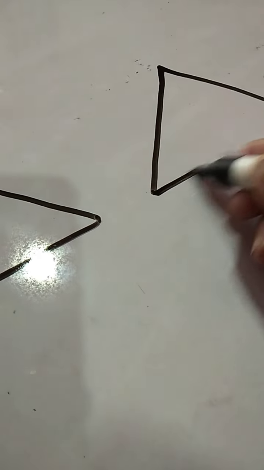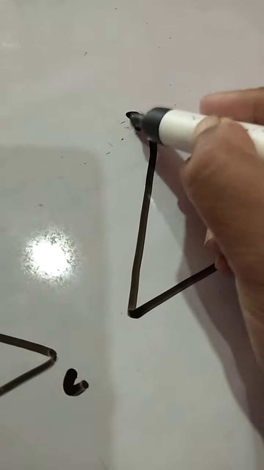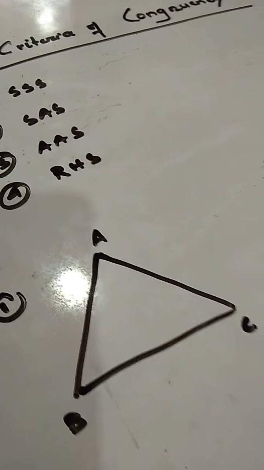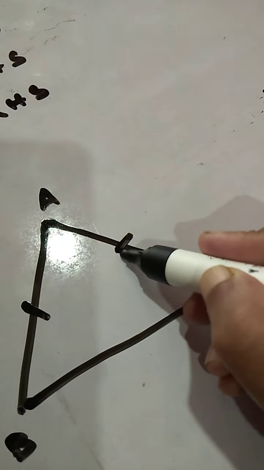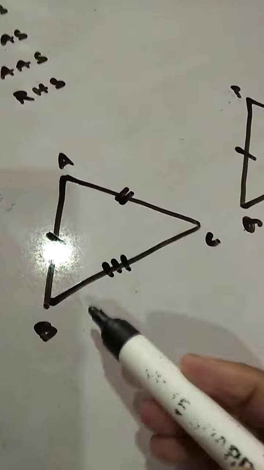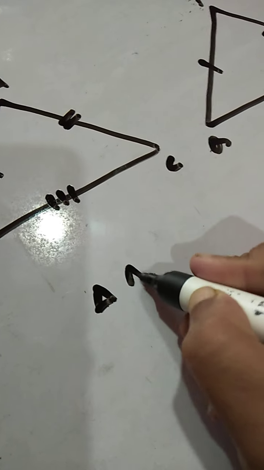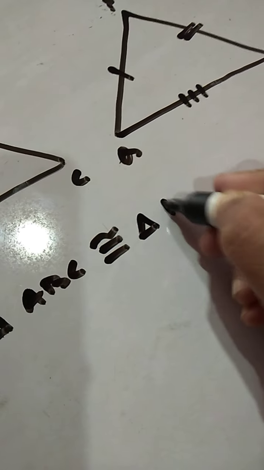Now suppose there are two triangles. Name this one as ABC and this triangle as PQR. Now, what is the first criteria given? SSS, that means side, side, side. Now suppose AB is equal to PQ and AC is equal to PR, and BC is equal to QR. So in this case we can say that triangle ABC is congruent to, I hope you remember the congruency sign, triangle PQR.